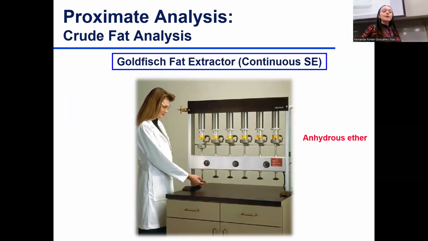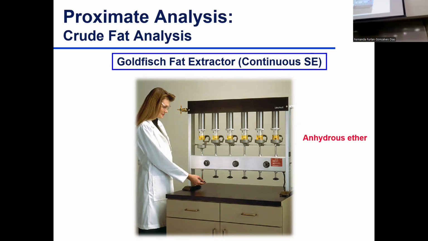So let's start with the methods now. Our first method is the goldfish fat extractor. That is a continuous method. So basically in this method, you can draw it. You have a beaker, right, and you put your solvent here, right? And then you have a source of heat.